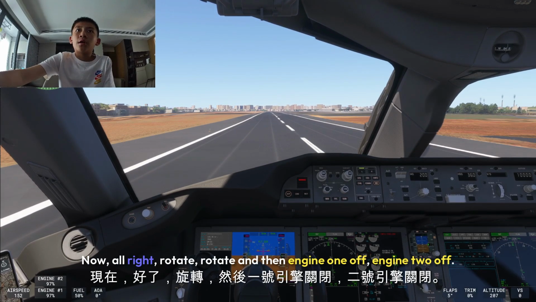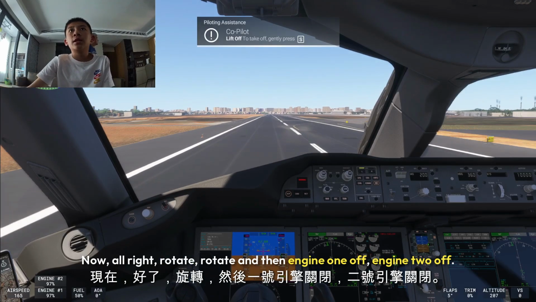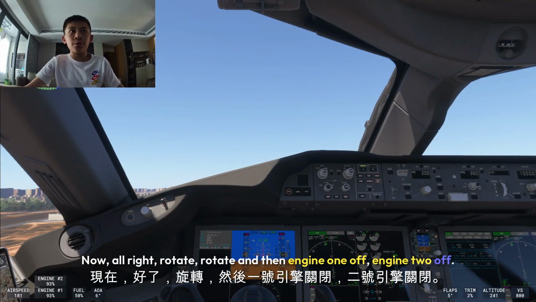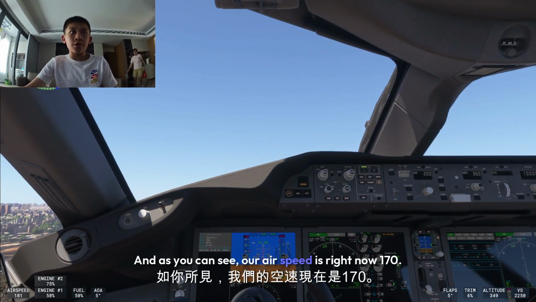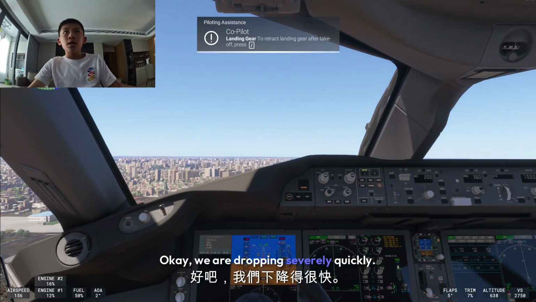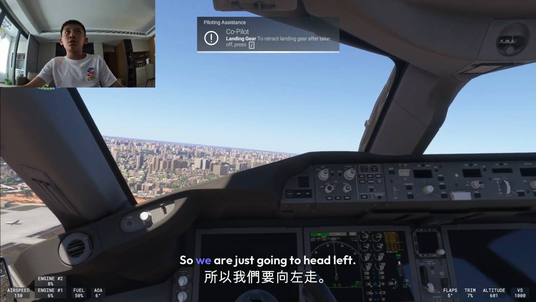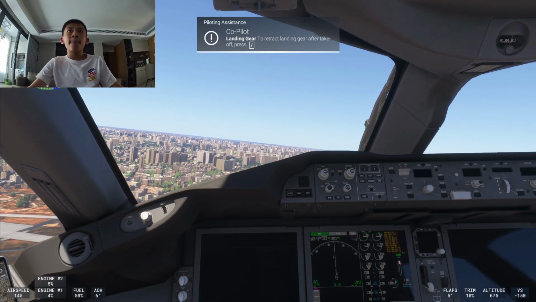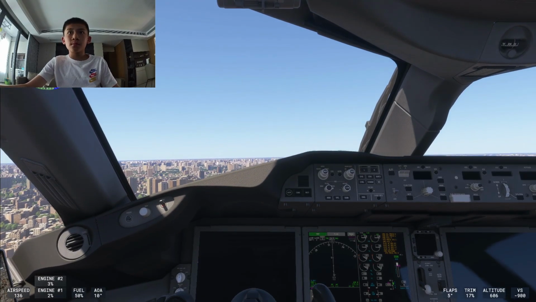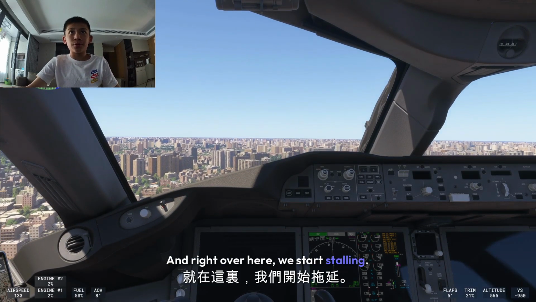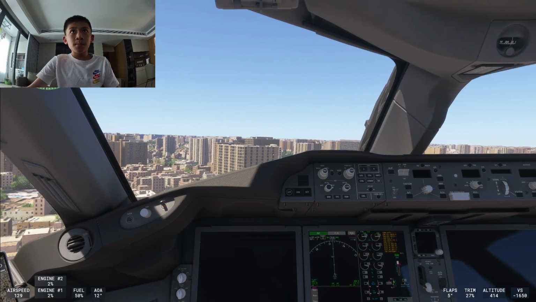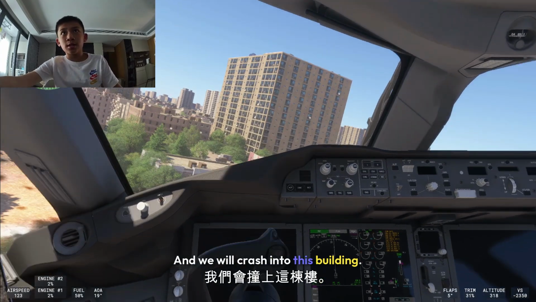Now, alright, rotate, and then engine 1 off, engine 2 off. And as you can see, our airspeed is right now 170. Okay, we are dropping severely quickly. So we are just going to head left. And right over here we start stalling. And we will crash into this building.